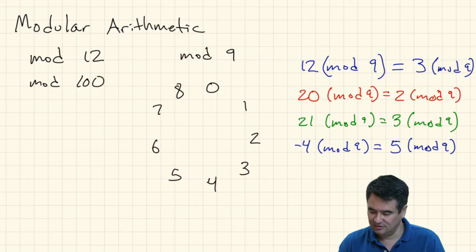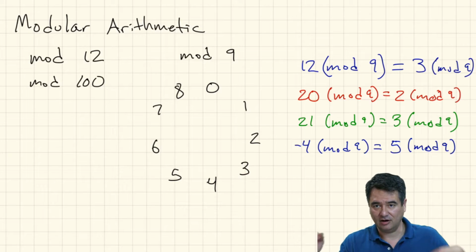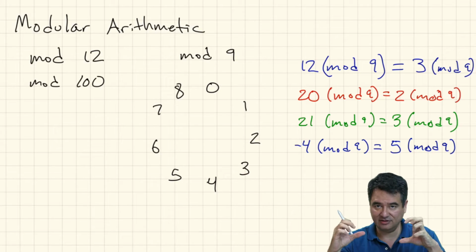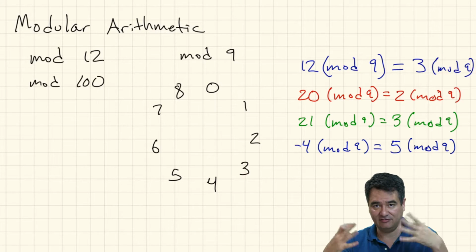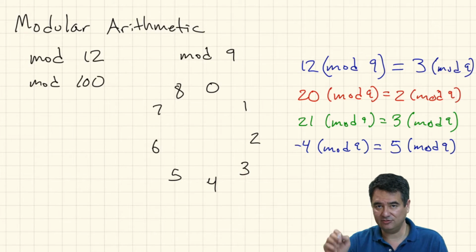Okay, so it's pretty easy to convert from our arbitrarily large set of numbers down to mod 9, in this case, by just dividing by 9 and finding what the remainder is. And if you have to go negative, you just go backwards around the wheel. So it doesn't matter how many times you go around the wheel, you'll eventually end up somewhere, and that becomes your number.